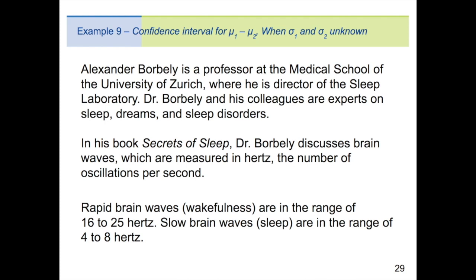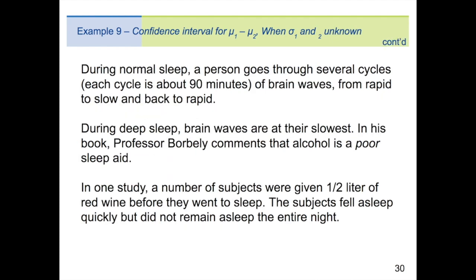Rapid brain waves, wakefulness, are in the range of 16 to 25 hertz. Slow brain waves, sleep, are in the range of 4 to 8 hertz. During normal sleep, a person goes through several cycles. Each cycle is about 90 minutes of brainwaves, from rapid to slow and back to rapid. During sleep, brainwaves are at their slowest.